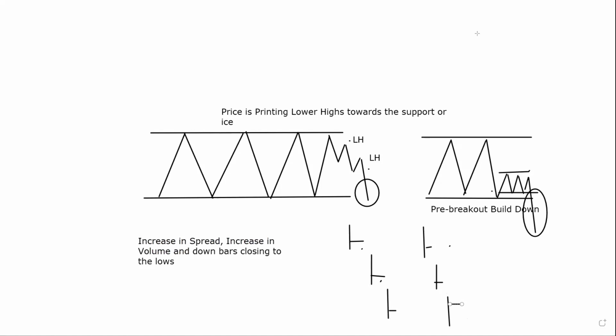Number two, you must know the conditions of breakout: increase in spreads, increase in volume, down bar closing at the lows. And if the breakout is to the top side, then we will see the price printing higher lows towards the resistance, and build up to the top. Pre-breakout to the top. Then you will see increase in spreads, increase in volume, and up bars rather than down bars, closing on the highs. Got it? Any confusion? So far, so good.